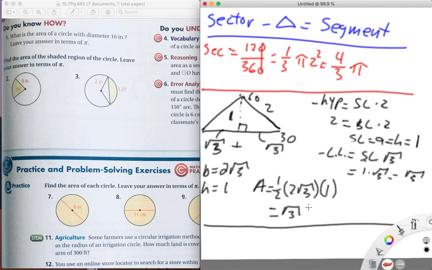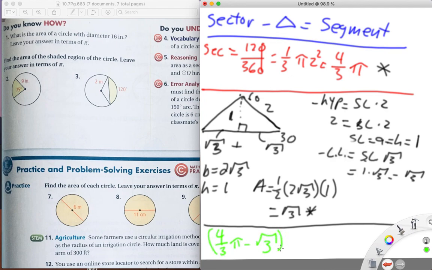So I have my area of the triangle, which is square root of 3. I have my area of the sector, which is 4/3 pi. All I have to do is subtract them. So my final area, they want it in terms of pi. It's going to be 4/3 pi minus the square root of 3.